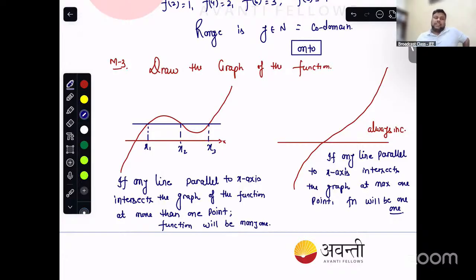So if in the graph of a function, any line drawn parallel to x-axis is intersecting it at more than one point, function will be many-one. And if any line parallel to x-axis intersects the graph at max one point or it does not intersect, then the function will be 1-1.